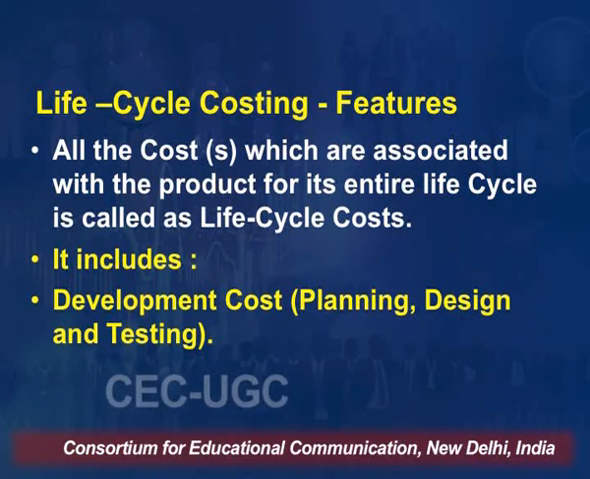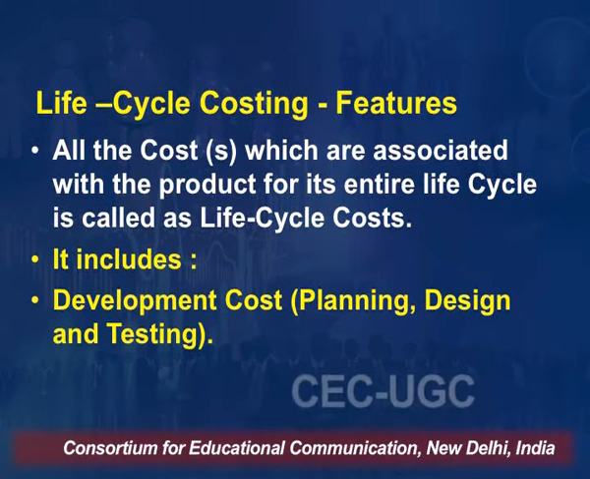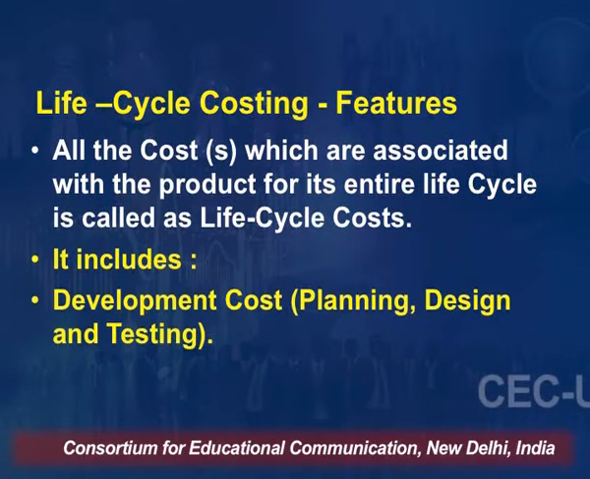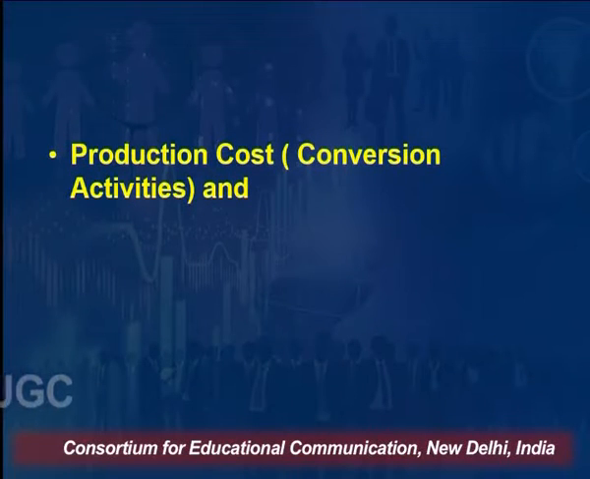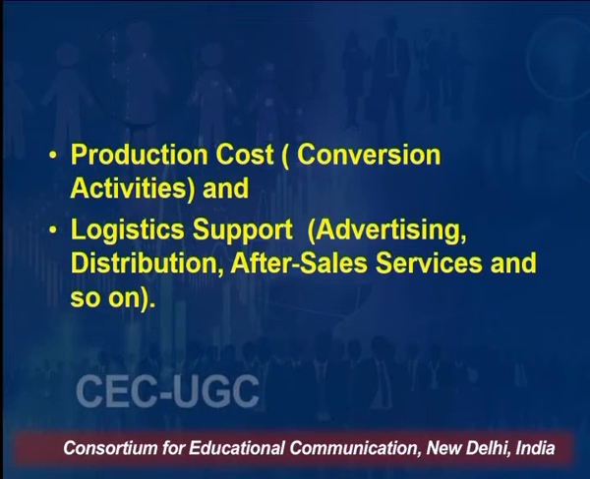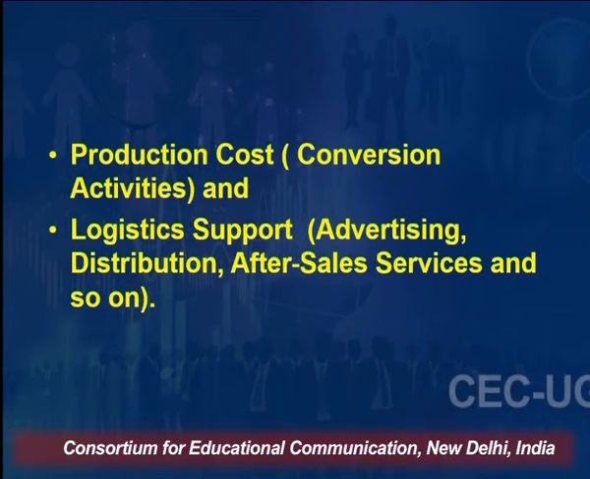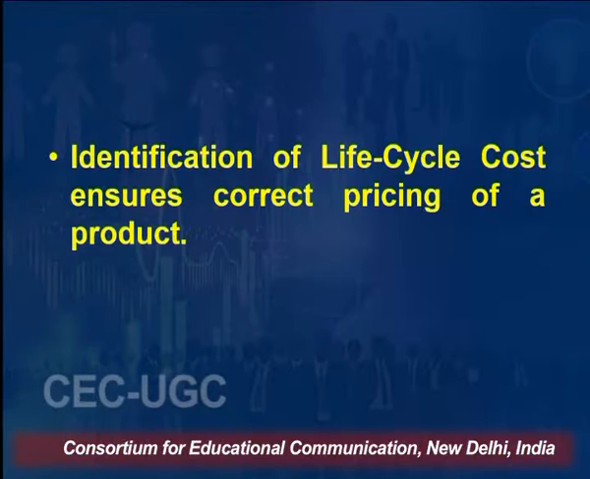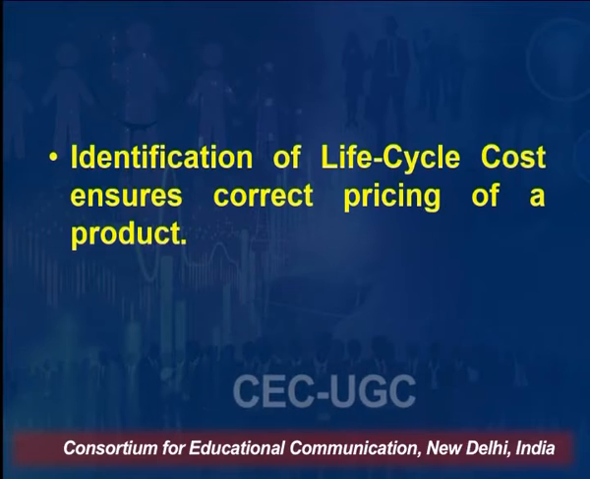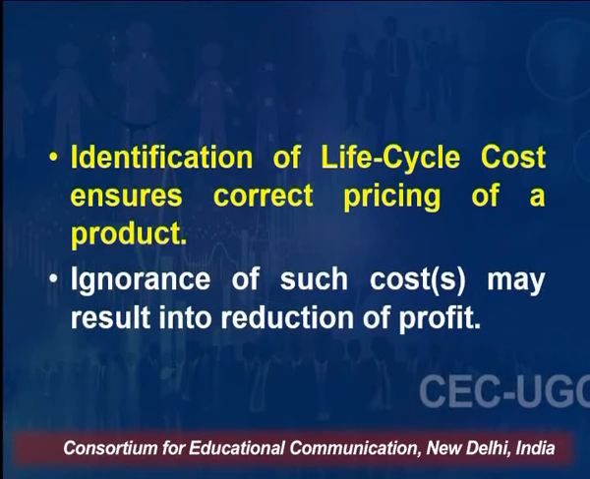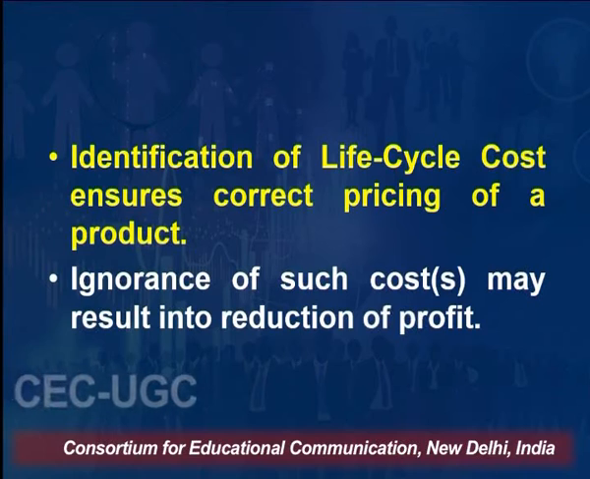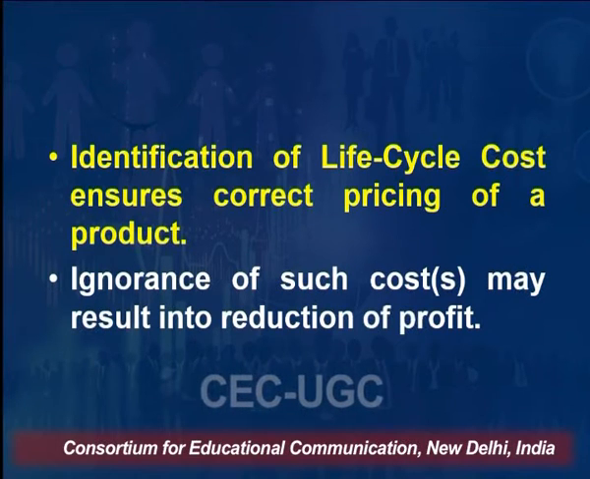It starts from the development of a product, where you are developing a product, which means planning, designing and testing. And then second is production cost, that is conversion activities, obviously the processing, and last one is logistics support, that is advertising, distribution, after sales services and so on. So in life cycle costing, what we do, we are going for identification of life cycle cost that ensures correct pricing of a product, and do remember that ignorance of such cost may result in reduction of profit. So this was about life cycle costing.